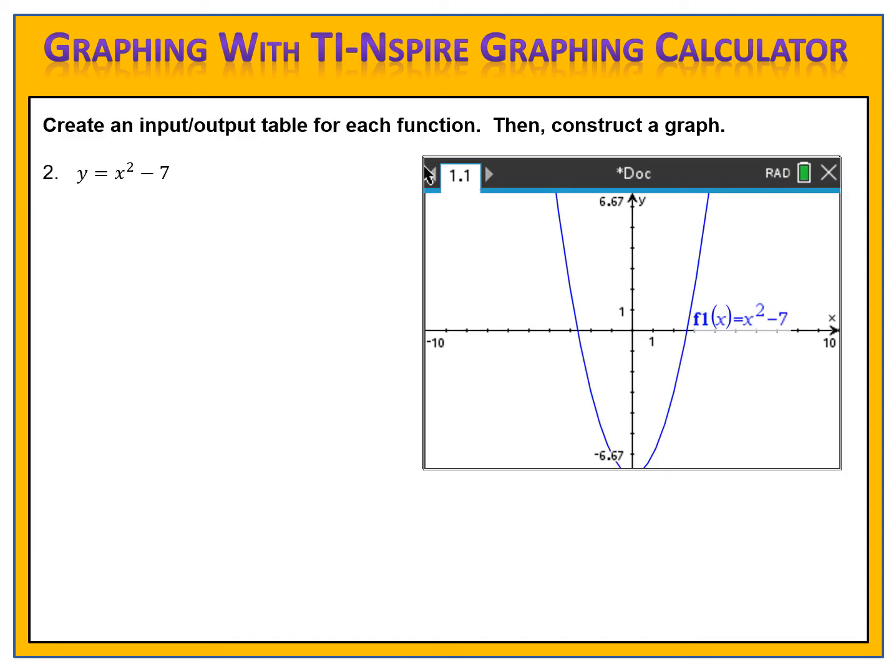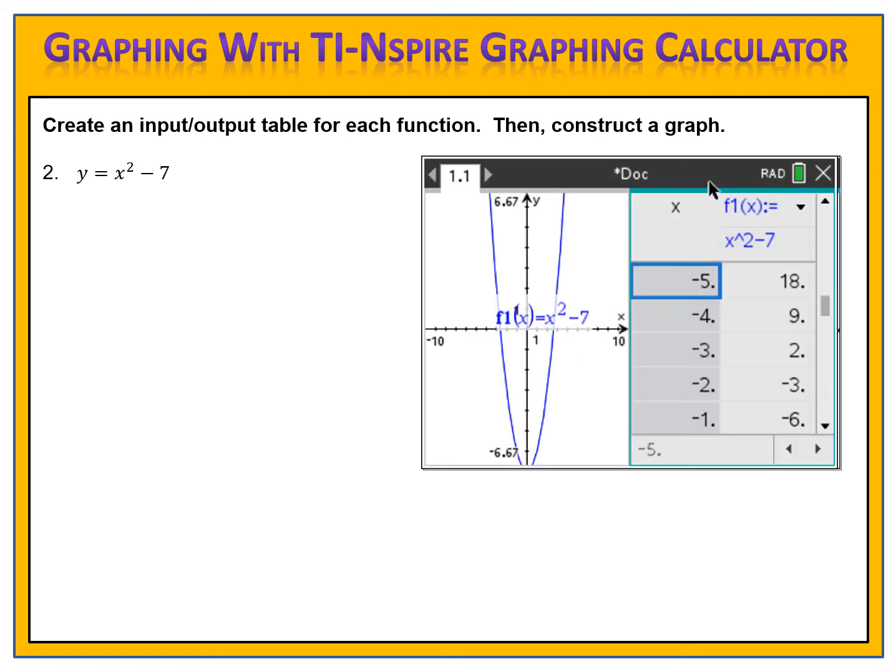We see this time we got a curve. This curve is called a parabola. We're going to now press Control-T to bring up the input and output table. Our inputs and outputs can go from -10 to +10. When I go up to -10, I see that the output is far too large. In fact, the first input and output that will fit on my graph is -4, 9.